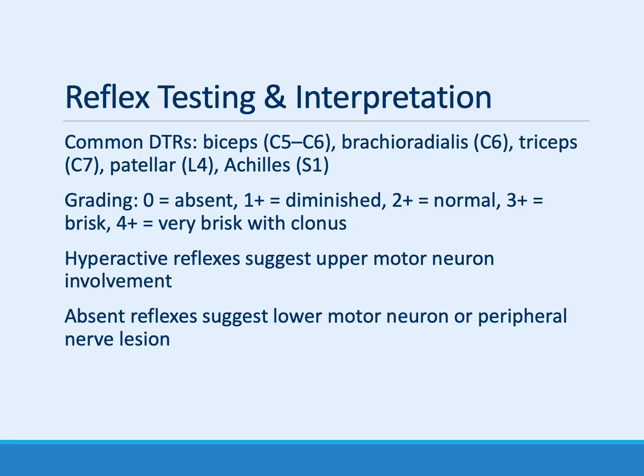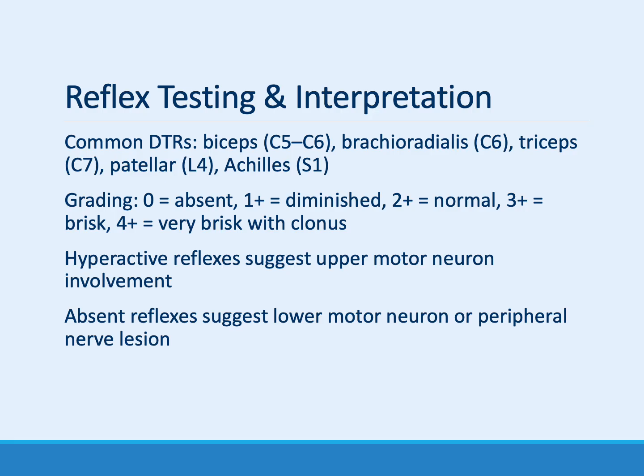Our DTRs, or our deep tendon reflexes, that we can commonly see on the MPTE are going to include the biceps reflex for C5, C6, brachioradialis for C6, our triceps for C7. Patellar reflex is going to be L4. Achilles reflex is going to be for S1. Our reflexes are going to be graded from 0 to 4+. So 0 is going to be an absent reflex, 1+ is diminished, 2+ is normal, 3+ is a brisk or quick reflex, and 4+ is very brisk, often with clonus, and so that's where we'll see that repetitive muscle activation.